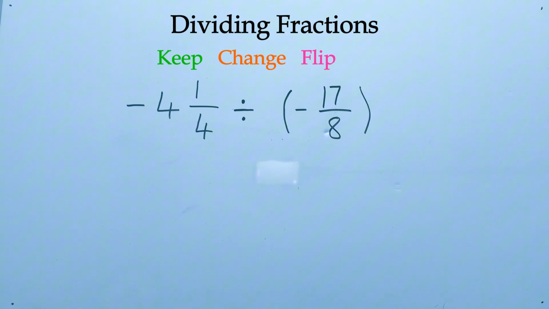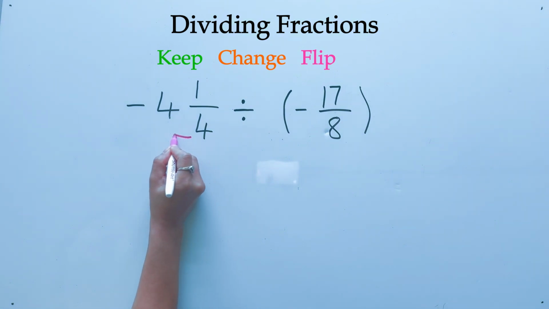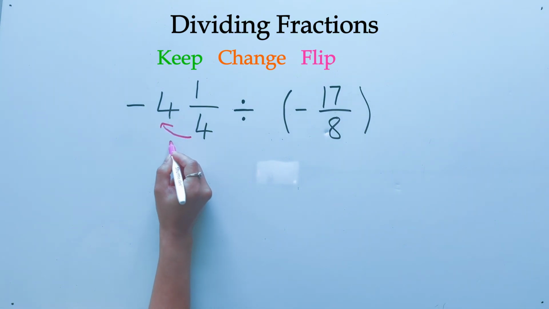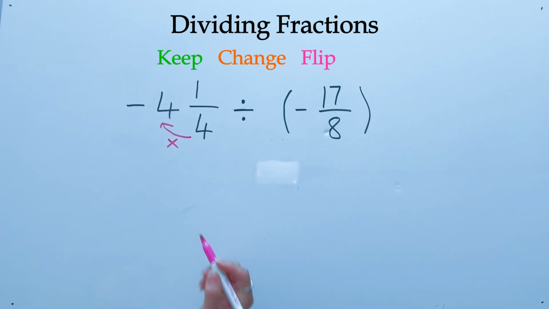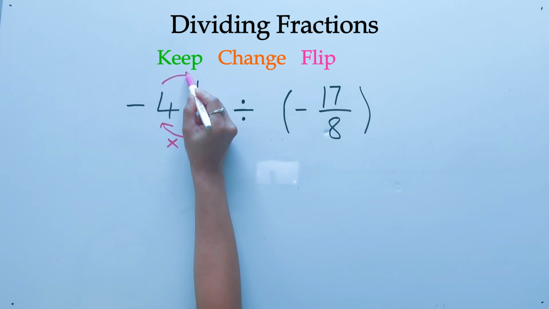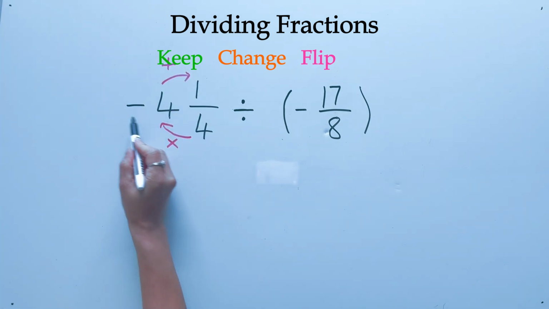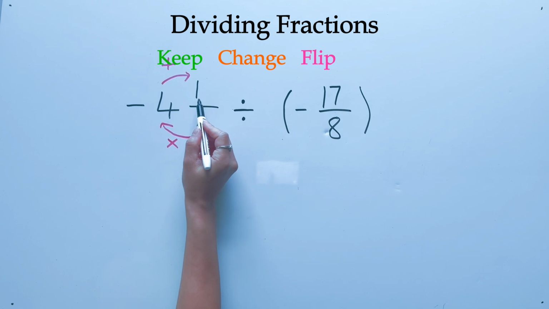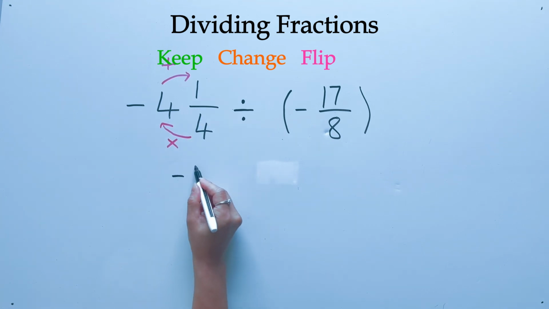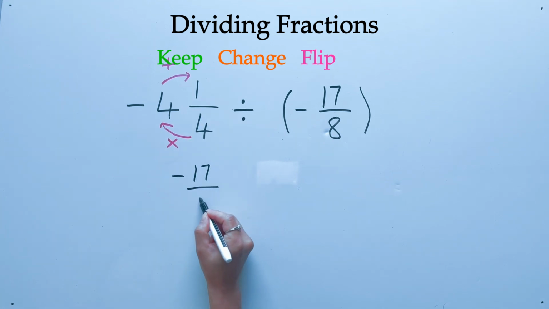Let's see why, okay? So as you see here, it's a mixed number. So we have to convert it into an improper fraction first. And this is how you do it. The first step is you multiply. And the second step is you add. So you take 4 times negative 4 is negative 16, plus 1 is negative 17 over 4.